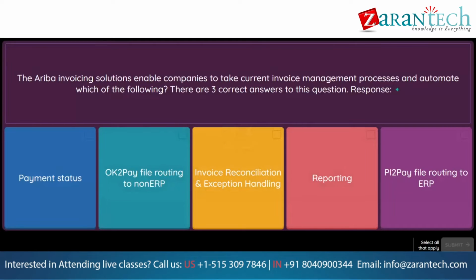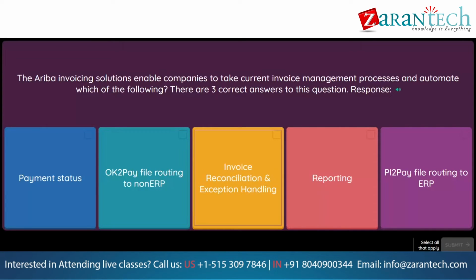Question: The Ariba invoicing solutions enable companies to take current invoice management processes and automate which of the following? There are 3 correct answers to this question. Response: Option 1. Payment status. Option 2. OK to pay file routing to non-ERP. Option 3. Invoice reconciliation and exception handling. Option 4. Reporting. Option 5. OK to pay file routing to ERP.